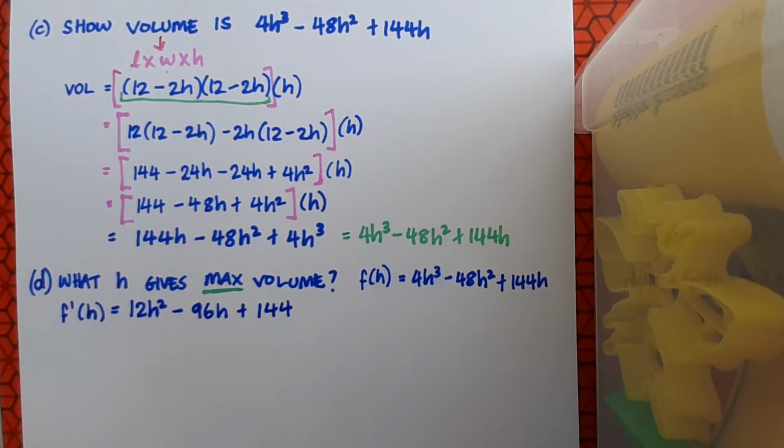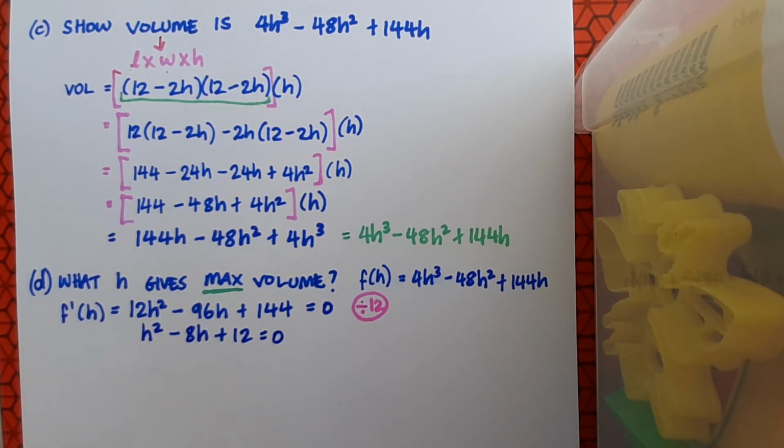Don't forget with max and min questions, I differentiate and then let that equal to 0. So there's my equal 0. And now I need to solve this quadratic here. I can make my life a bit easier though, because if you look at all your values, you can see that 12 divides into each of them. And when I divide, I get h squared minus 8h plus 12 equals 0.